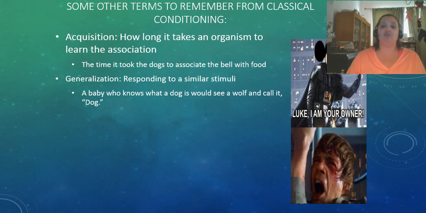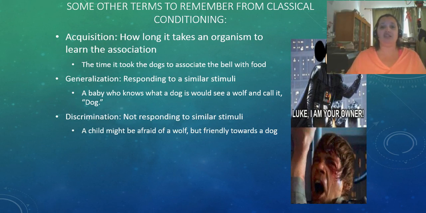Generalization has to do with responding to similar stimuli. So we think about baby Albert, who responded to anything white: white beards, white cats, white rats. He couldn't distinguish between them. If it was white and fuzzy, he became afraid of it, just like he would with the white rat in the experiment.